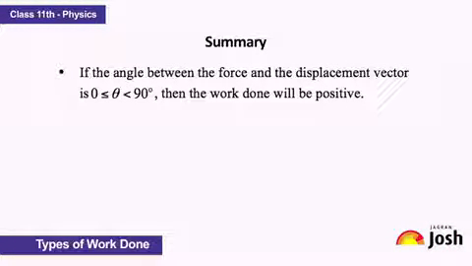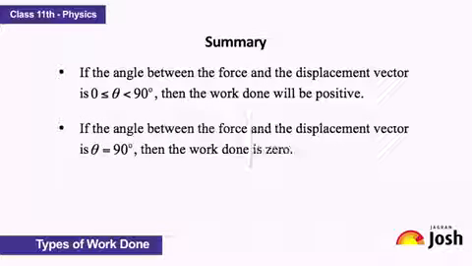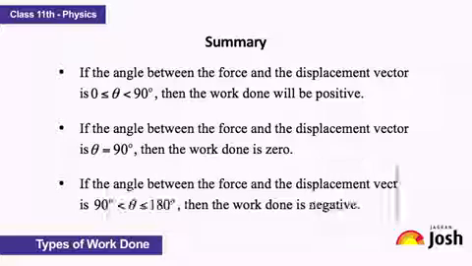If the angle between the force and the displacement vector is between 0 and 90 degrees, then the work done will be positive. If the angle between the force and displacement vector is equal to 90 degrees, then the work done is 0. If the angle between the force and displacement vector is between 90 degrees and 180 degrees, then the work done is negative.